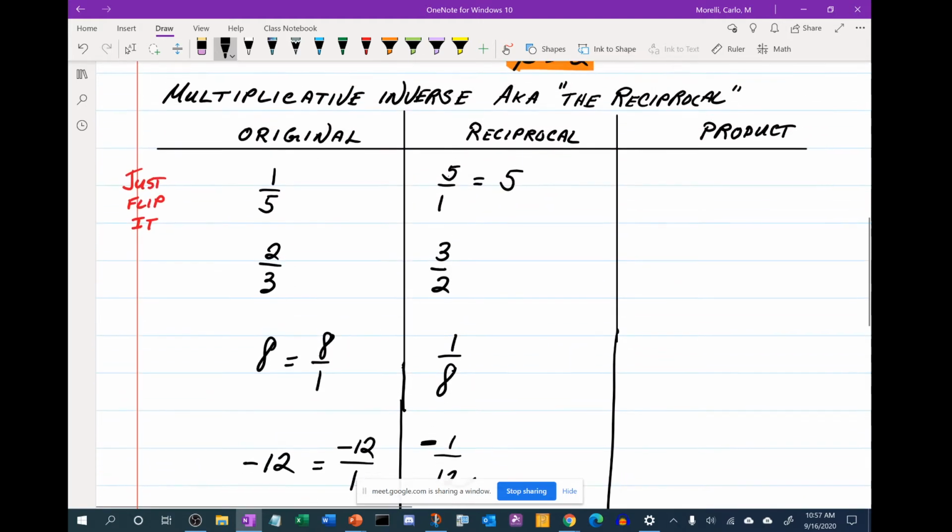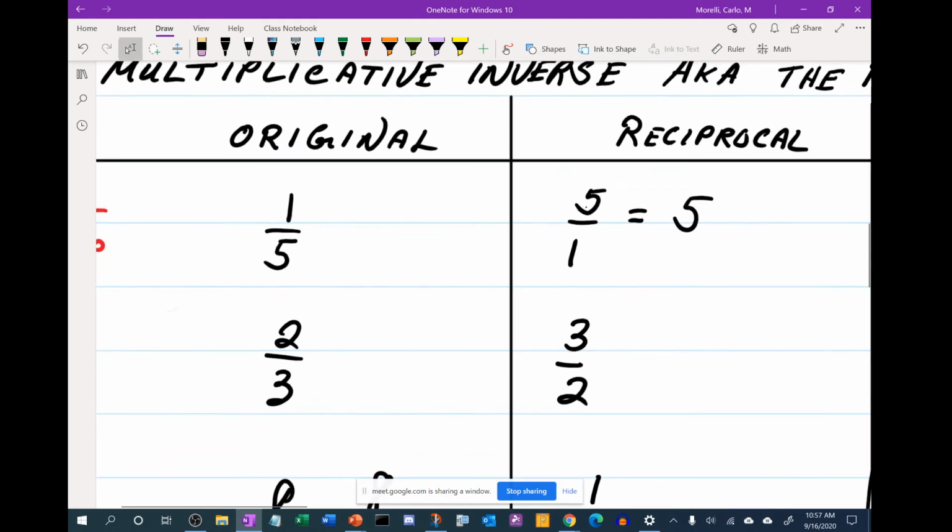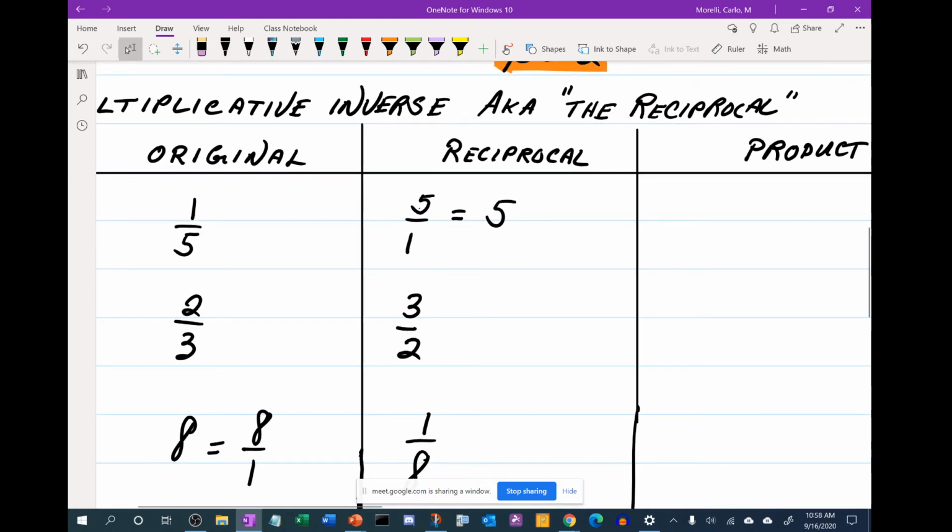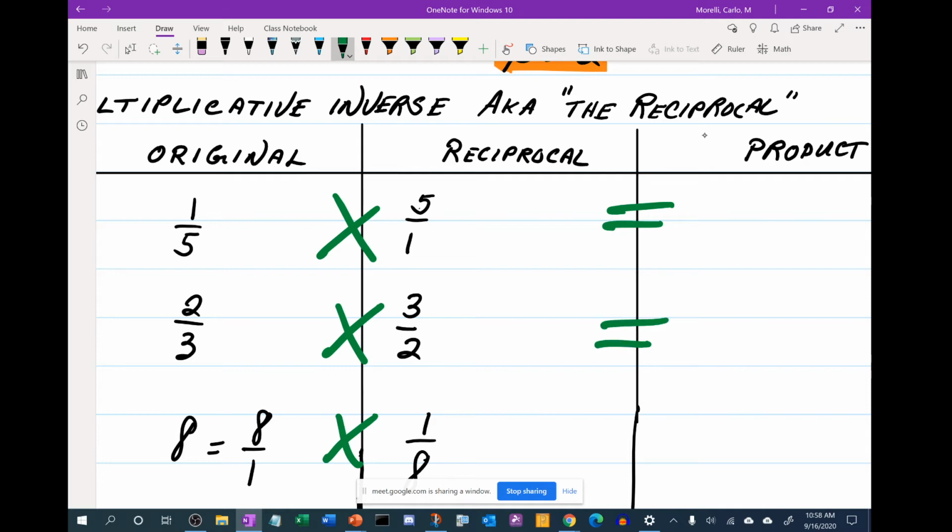Now, let's go back up here and let's fill out this third column. So I'm going to erase this for a second just to make a point. What we're going to do now is multiply the original by the reciprocal, and we're going to see what we get. Remember when you're multiplying fractions, you multiply the top and then you multiply the bottom? So what's 1 over 5 times 5 over 1?